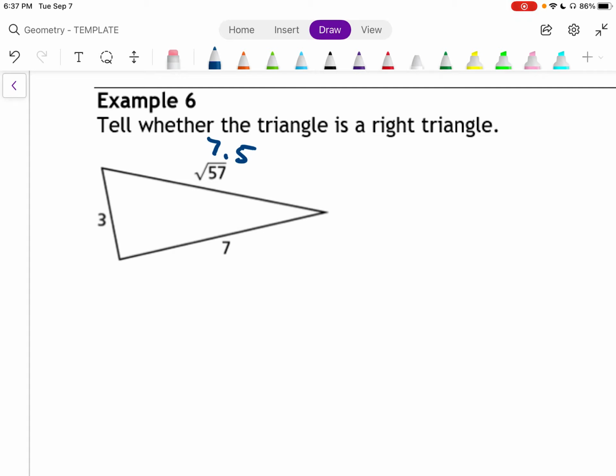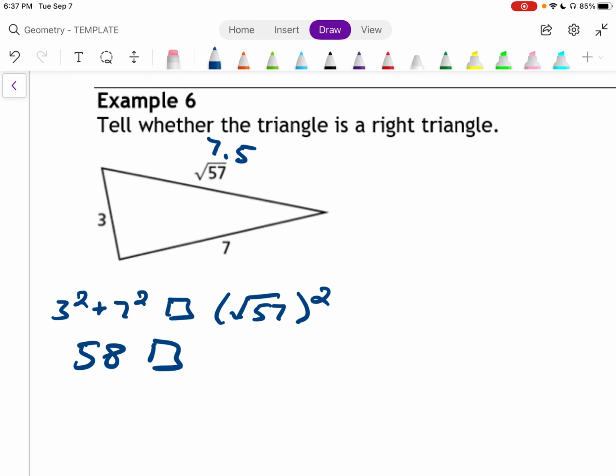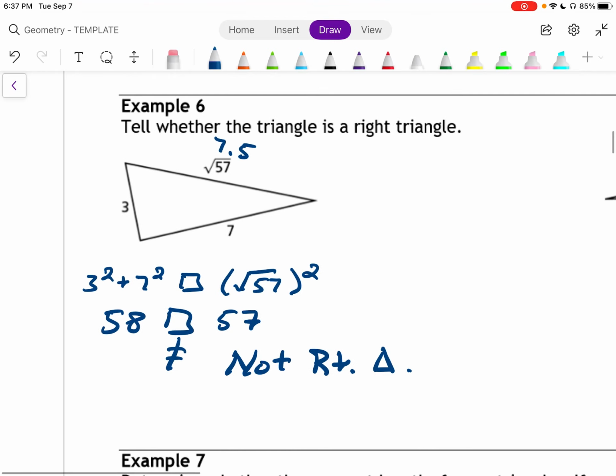So I'll say 3 squared plus 7 squared. Then I have my box. And then root 57 squared. Well, typing in my calculator, 3 squared plus 7 squared is 58. Root 57 squared is just plain old 57. This is not equal, so it is not a right triangle. Not a right triangle.